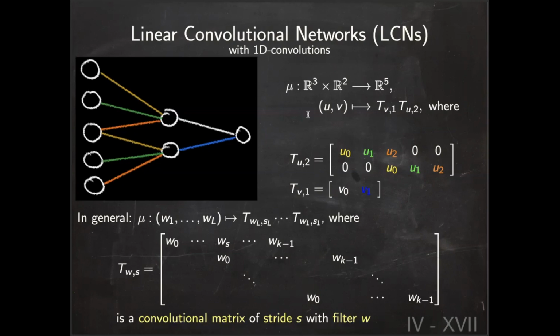So I call this a convolutional matrix of some filter and some stride. Now, one of my first questions was, how does the choice of using these convolutions affect the geometry of the function space? What type of functions do I get now? Before I got this beautiful algebraic variety, and now I will spoil it for you: we will get something which is not an algebraic variety anymore. It's going to be a semi-algebraic set. I will show you in a second.